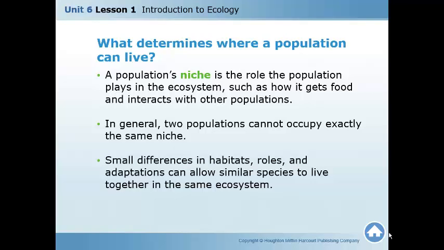Small differences in habitats, roles, and adaptations can allow similar species to live together in the same ecosystem. So maybe the two squirrels would adapt in some way to change their niche just slightly, then both could survive in the same ecosystem. Maybe one group of squirrels is really good at gathering a certain type of nuts, and the other group of squirrels is really good at gathering a different type of nut or seed or something of that nature. Then both can occupy the same ecosystem and still have enough food and both survive.